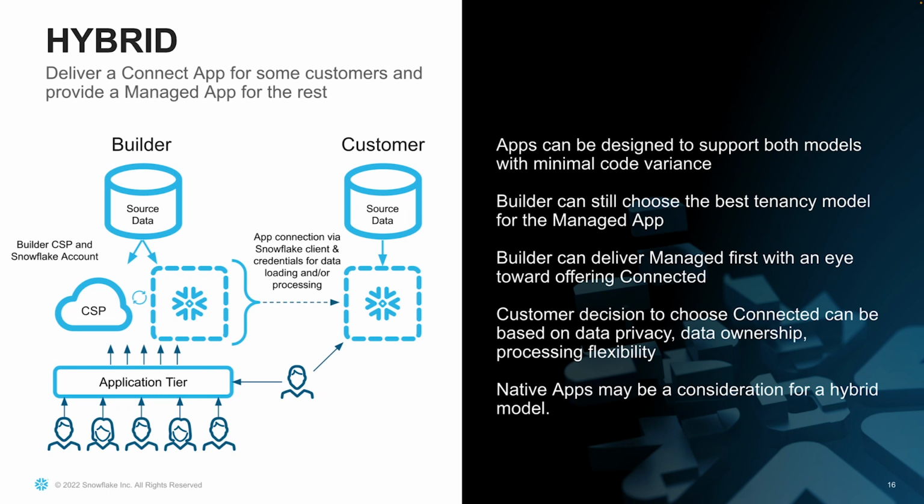You can choose the best tenancy model for your application. Even account per tenant, which I didn't mention before, would still be in play here. Then you're building your application with an eye towards offering that connected model. So you build it in a way that allows you to transition easily when that first connected customer comes along.